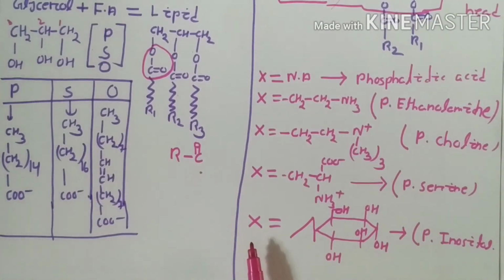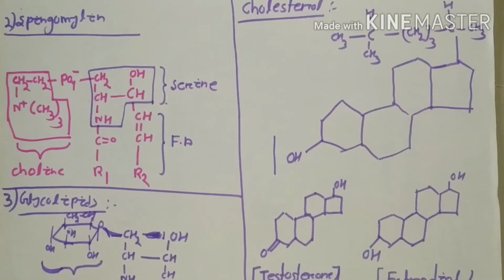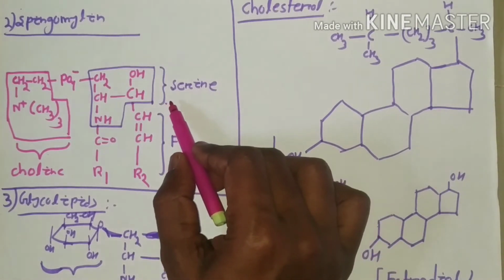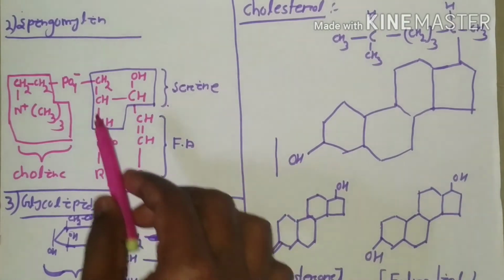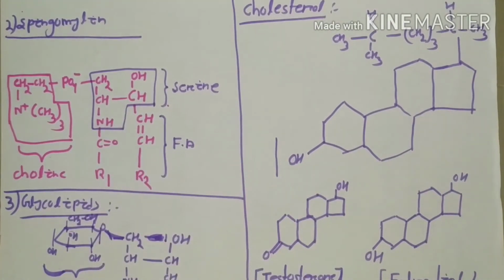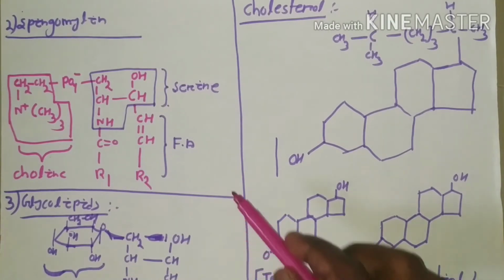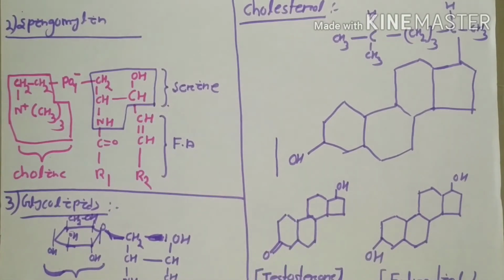These phospholipids contribute to the cell membrane, to the membrane bilayer. The second one is sphingomyelin. These are non-glycerol lipids, and instead of glycerol there is the presence of serine, and to the phosphate group the choline is attached. And another thing is that the fatty acid present here is unsaturated, so these lipids are unsaturated.